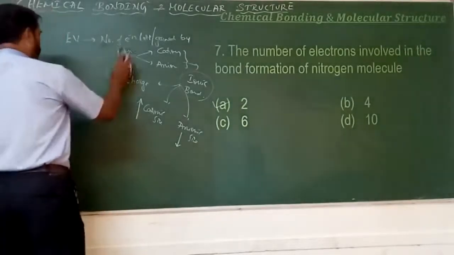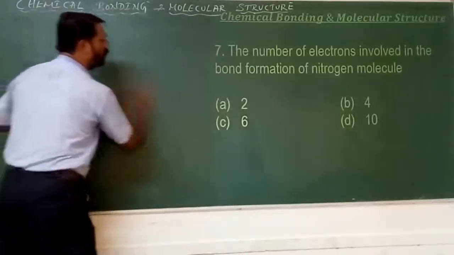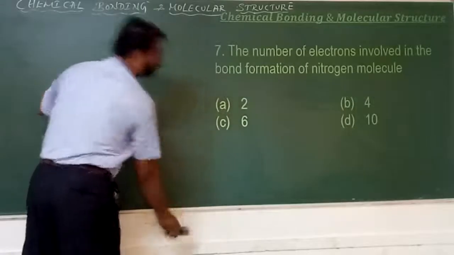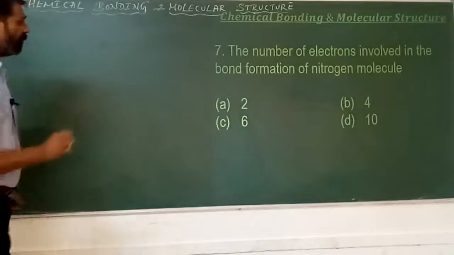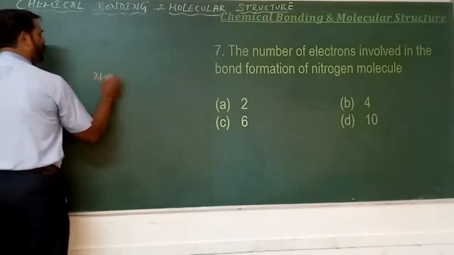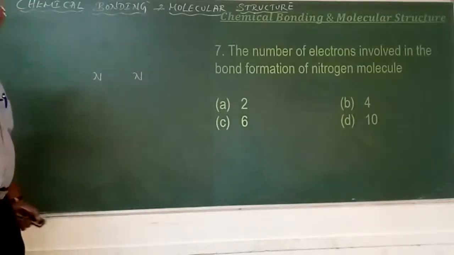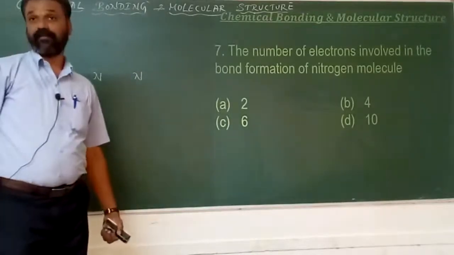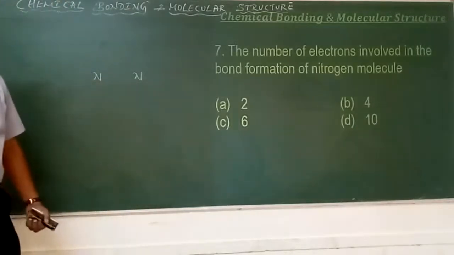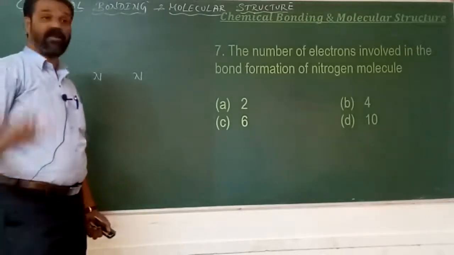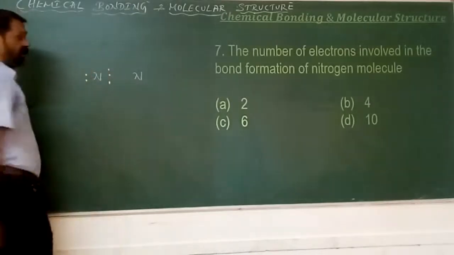The number of electrons involved in the formation of a nitrogen molecule is how much? It's a direct question. If you know the electronic configuration directly, N plus N gives N2, the nitrogen molecule. In the previous discussion I explained how to write the valence electrons for the second period elements. Nitrogen's atomic number is 7, so how many valence electrons are there? It is actually 5. Therefore, 5 valence electrons.